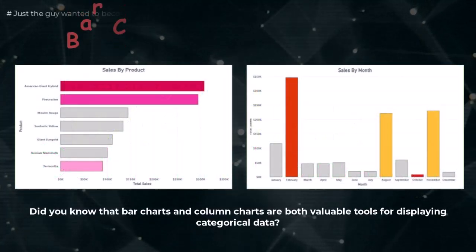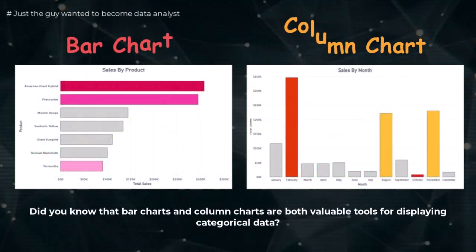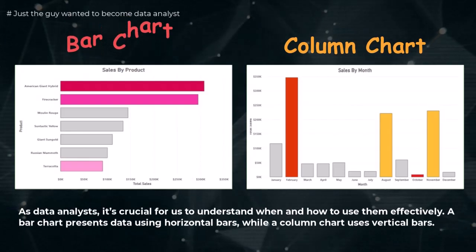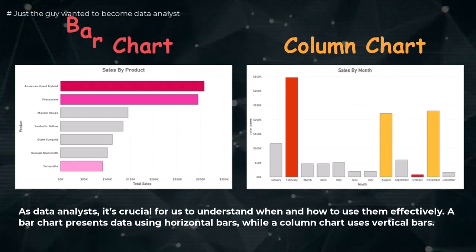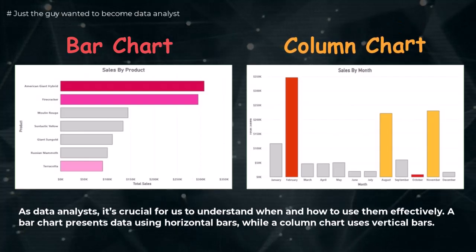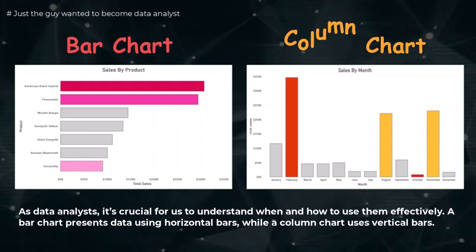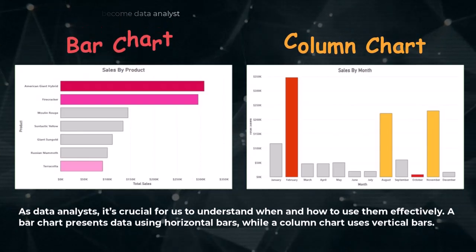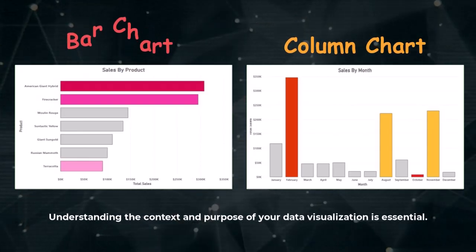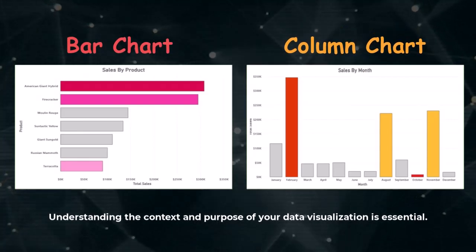Did you know that bar charts and column charts are both valuable tools for displaying categorical data? As data analysts, it's crucial for us to understand when and how to use them effectively. A bar chart presents data using horizontal bars, while a column chart uses vertical bars. Understanding the context and purpose of your data visualization is essential.